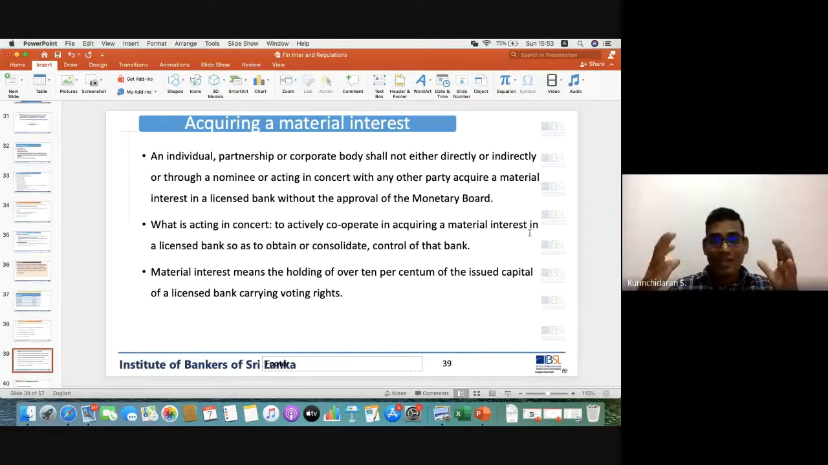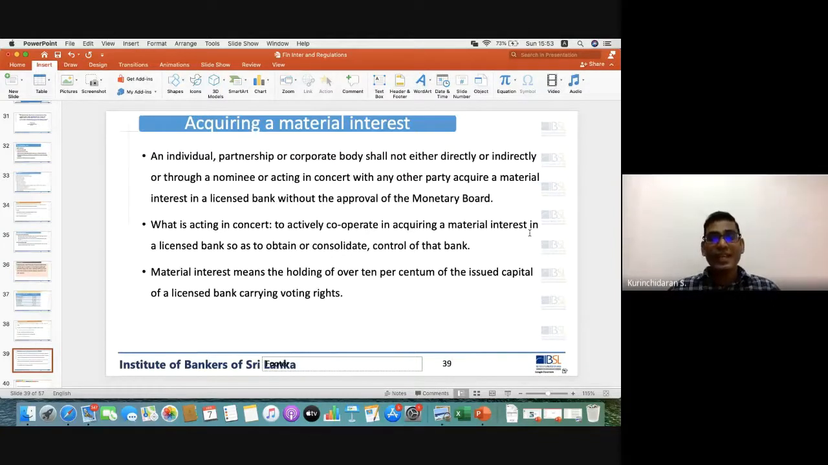Why? Because the bank is running its business based on public deposits. So for their own benefit, they can take the decisions. So to control that, the Banking Act says nobody can, directly or indirectly or acting in concert, acquire a material interest. Right? So material interest means holding over 10% of the issued capital of a licensed bank carrying voting rights. So material interest means 10% of issued capital.